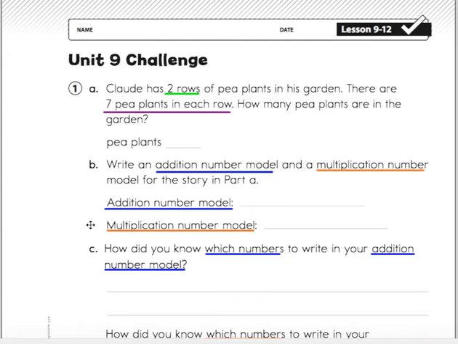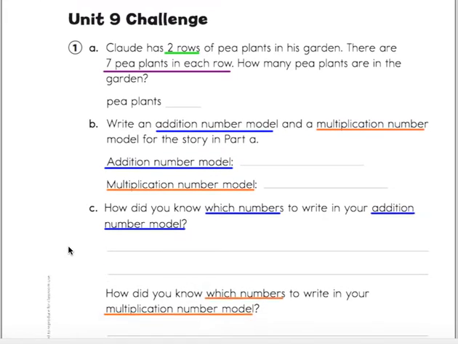Beautiful. Now you are going to do the same thing. You're going to use this number and this number and this number, and you are going to write me a multiplication number model, which I know you guys can do because you guys are really grooving in this multiplication. So can you use those numbers and write me a multiplication number model right here? Thank you.